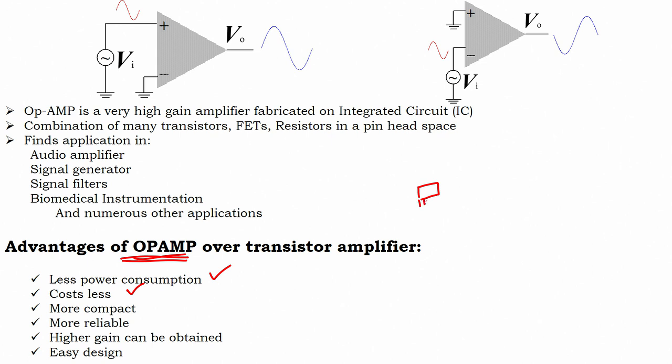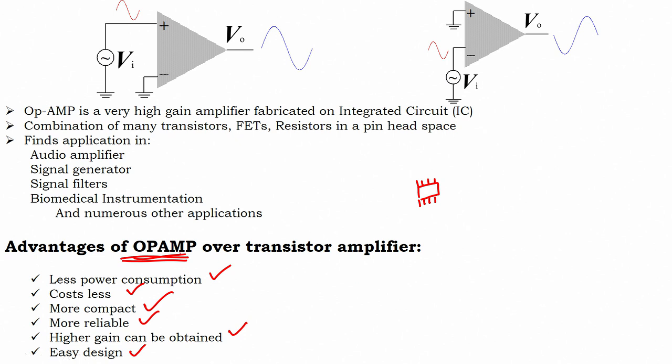right. If you have an IC, what you will see is it is very small, tiny, and that is why it is more compact, and more reliable, right. Finally, higher gain can be obtained and the design is extremely simple.